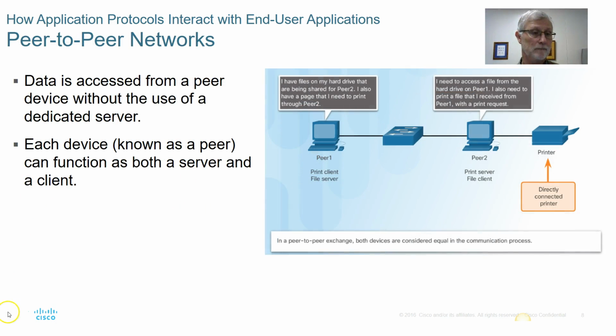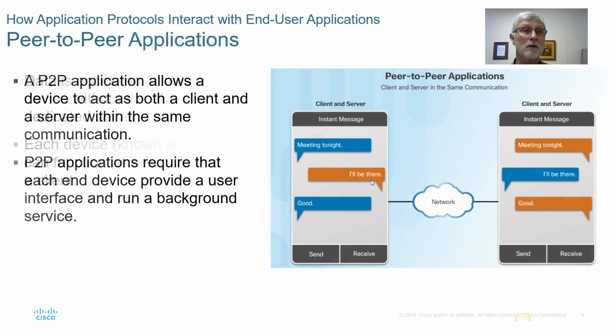Now some networks are peer-to-peer networks. Okay, you had the client-server, and then peer-to-peer, but as you can tell, there is no server between the two. Each device is known as a peer, but guess what? If I want to print something, and peer 2 is not working or not up, do you think I can print? The answer is no. So there are some drawbacks to a peer-to-peer network.